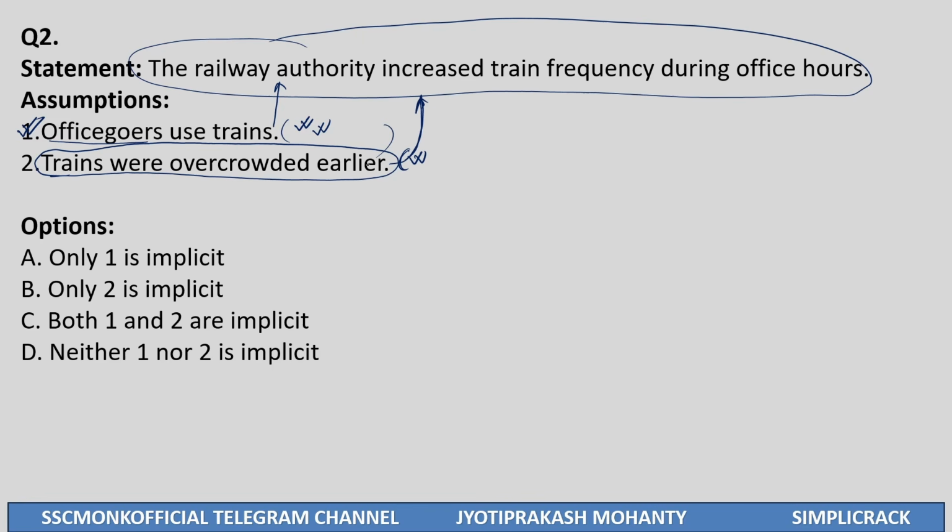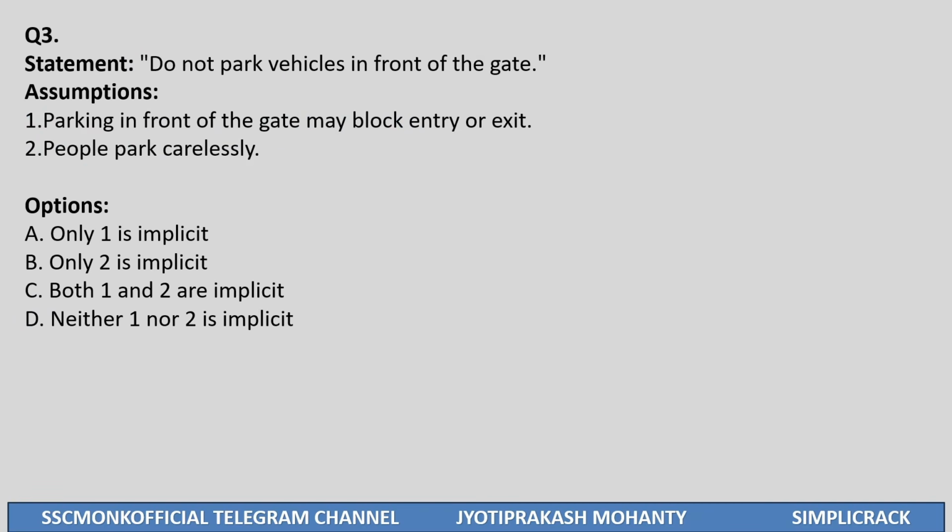And if I remove this, that trains are not overcrowded, then there is no need of increasing the train frequency. That means whenever I remove this, the statement becomes false. But my first rule is I have to always consider that the statement is right. So I am saying what? Option 1 is also right, option 2 is also right. That means both the options are implicit. Clear? Implicit means both the options are required to answer the question, or both the assumptions are true. Got it? Let's try one more question.